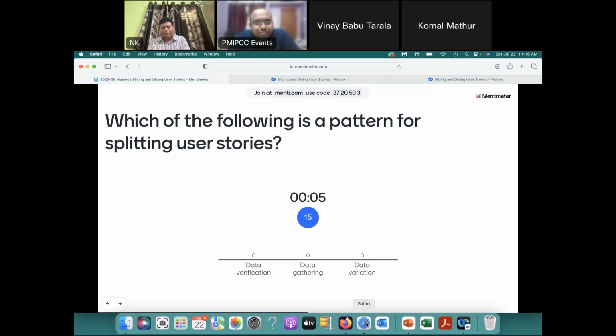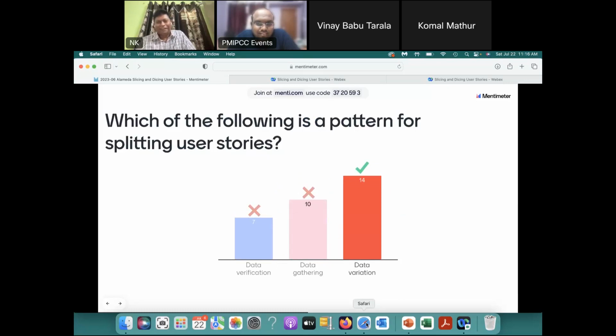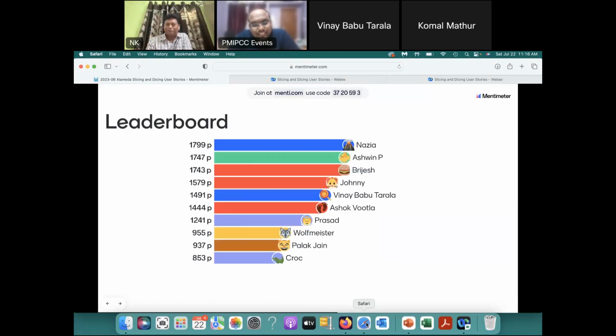This may be a tricky one. Let's see if you get it right. This may be a little tricky one. Yeah, it is split off. That's what I was expecting. Maybe you did not pay attention when I was talking about it. So it is a little tricky question. It is data variation, right? English, Hindi, and all those kinds of things, if you remember.